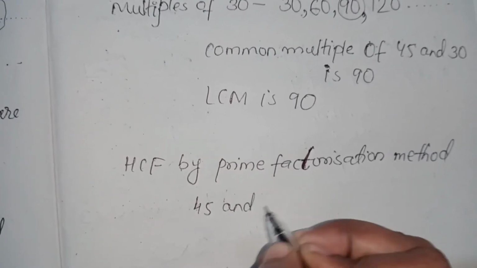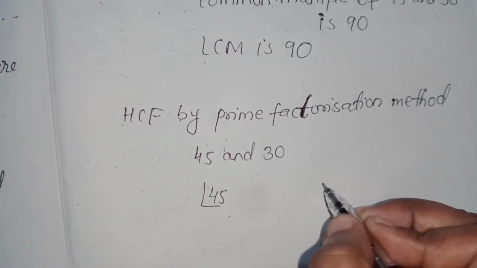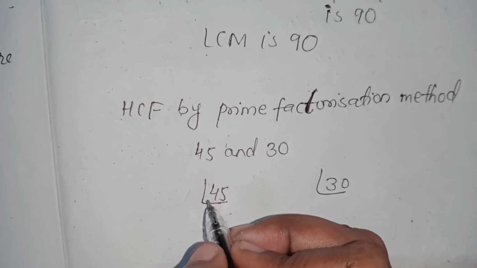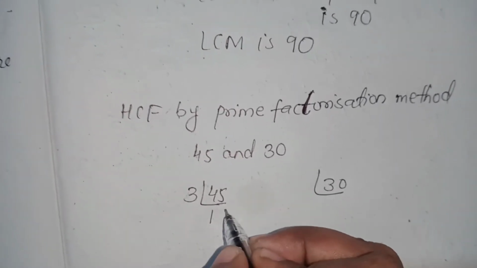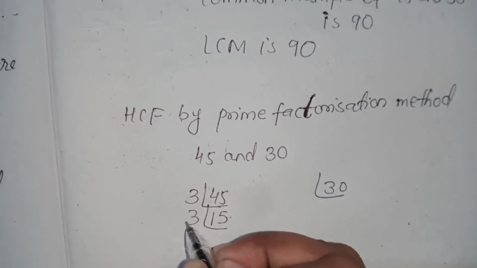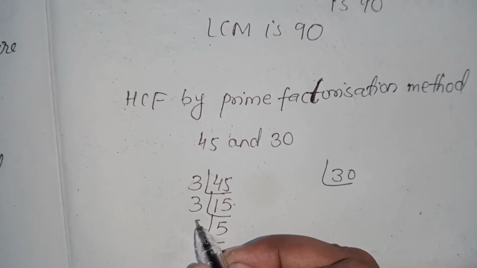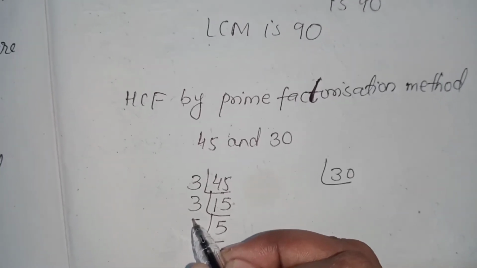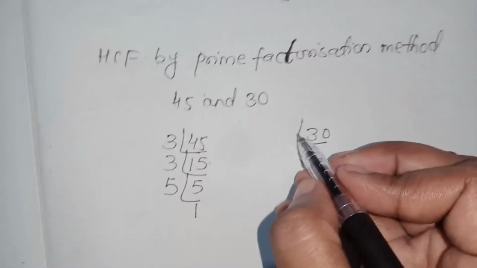Okay. So what is the question? 45 and 30. Okay. So first we will find the prime factors of both. So this is not divisible by 2, it is divisible by 3. Okay, so 3 1s are 3, 1 carry, 3 5s are 15. Again it is divisible by 3, 3 5s are 15. And it is divisible by 5, by its own table, okay, because it is a prime number. 5 1s are 5.